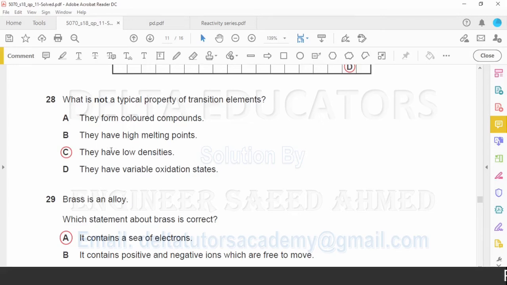So our correct option is option C because it is asked here what is not a typical property. So in option C, having low densities is not a typical property of a transition element. In option D, it is given they have variable oxidation states. Yes, it is also correct. So our correct option is option C.